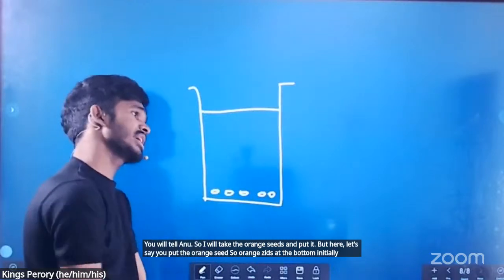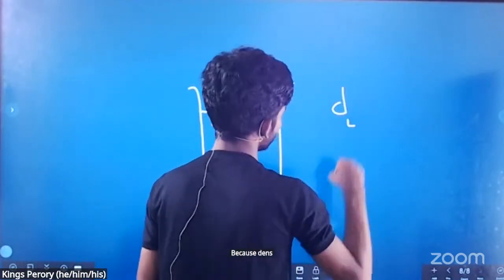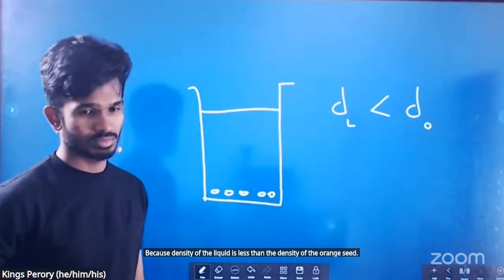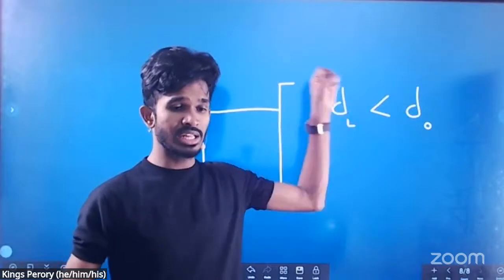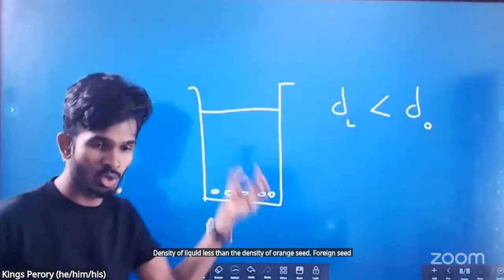Why is the orange seed at the bottom? Because the density of the liquid is less than the density of the orange seed. Density of liquid less than density of orange seed. The orange seed is more dense, so it goes down.